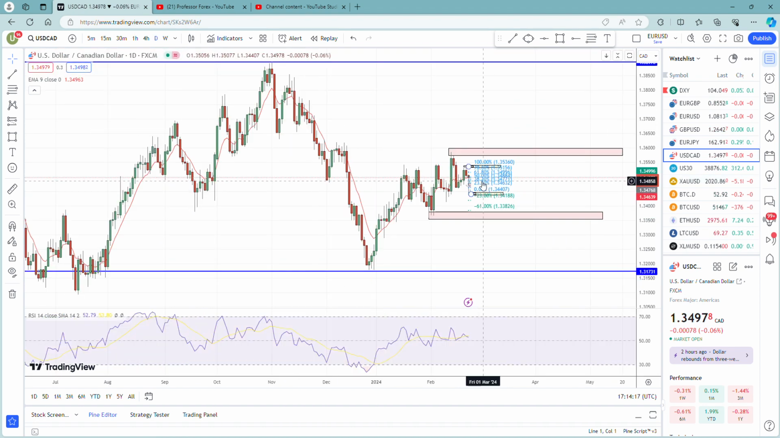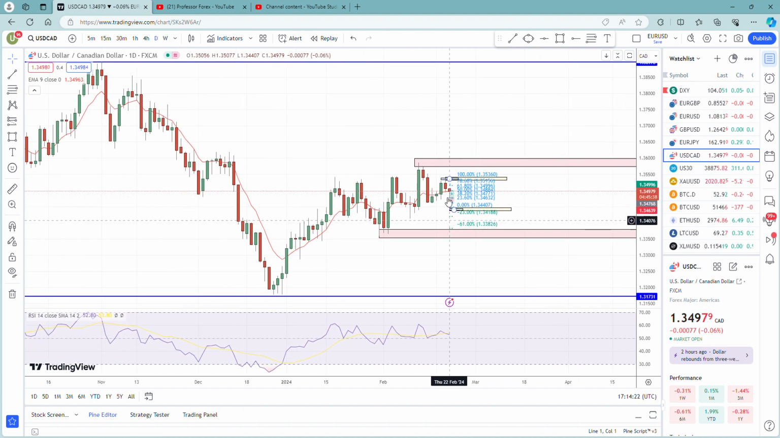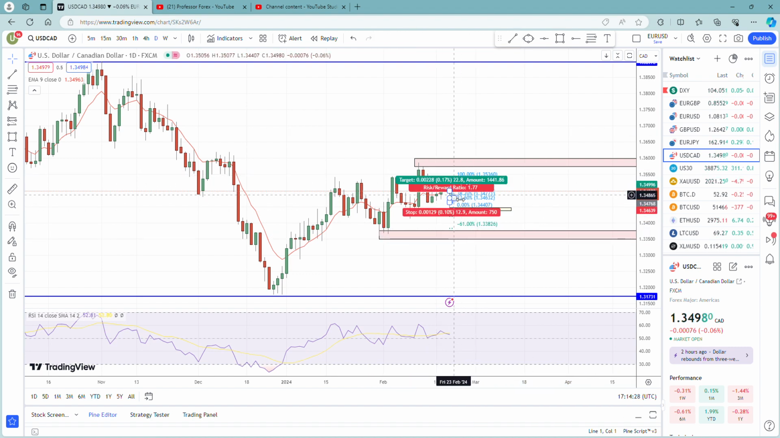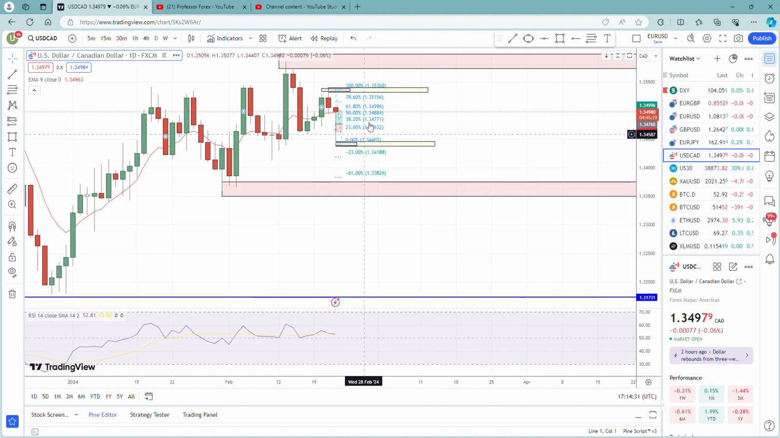You look at the daily, rejection of sellers. Trap the price, remember, between 2 levels. You can move this daily level here if you want to. I've just kept it here. Trap the price between 2 levels. Rejection of buyers to push the price down, indicates potentially going up.